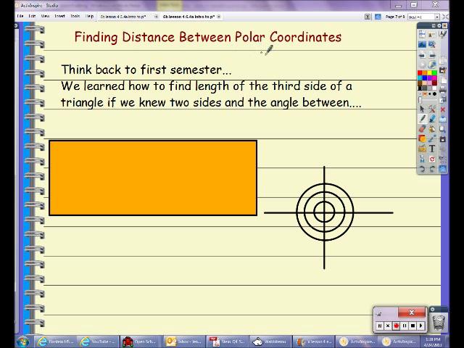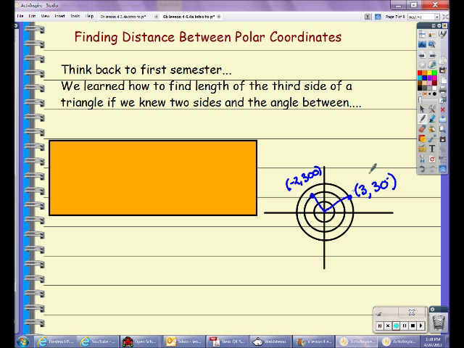Finding the distance between polar coordinates. We're going to think back to first semester, because we learned how to find the length of the third side of a triangle if we knew two sides and the angle in between. And when we have polar coordinates, let's say that we have this point and this point. Let's say that this point was -2, 300. And this point was 3, 30.